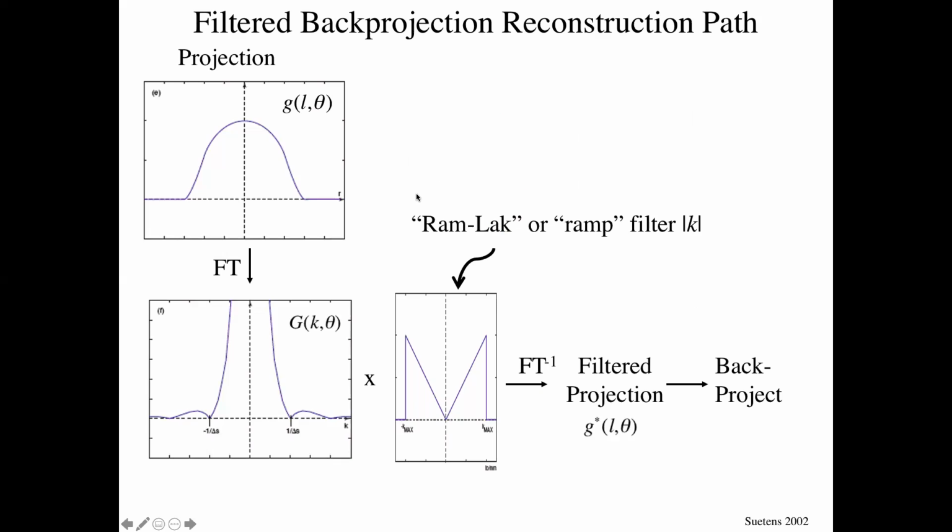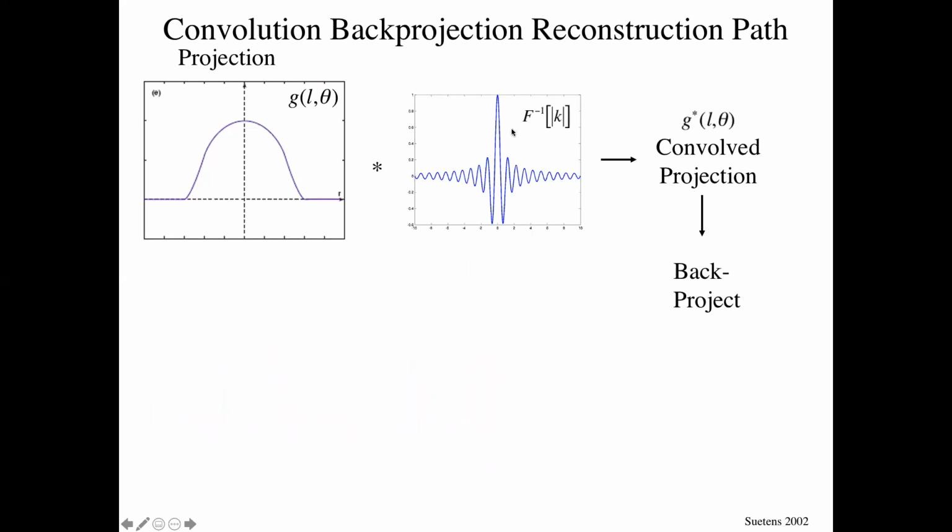The other way of looking at it in the spatial domain is if I look at the inverse Fourier transform of this thing and bring it into the spatial domain, I can then convolve my original projection with this function, the inverse Fourier transform of this thing, which is the ramp. It looks something like this. Take that convolution and I get the same functions on the back end, these G star L thetas, and I back project those. So you can do it either in the Fourier domain or in the spatial domain.